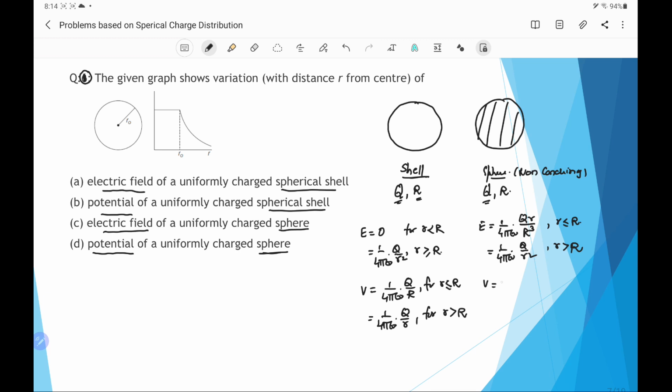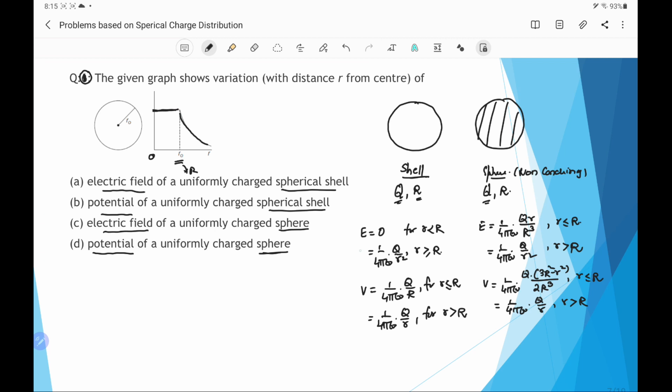Similarly, the potential is equal to 1 by 4 pi epsilon naught Q into 3R square minus r square divided by 2R cube. This is the potential for r less than or equal to capital R, and it is equal to 1 by 4 pi epsilon naught Q by r when r is greater than capital R. So these are the formulas for electric field and potential which we have already derived. Now the graph is shown from 0 to R0, where R0 is the radius. The graph is constant, and after that it decreases.